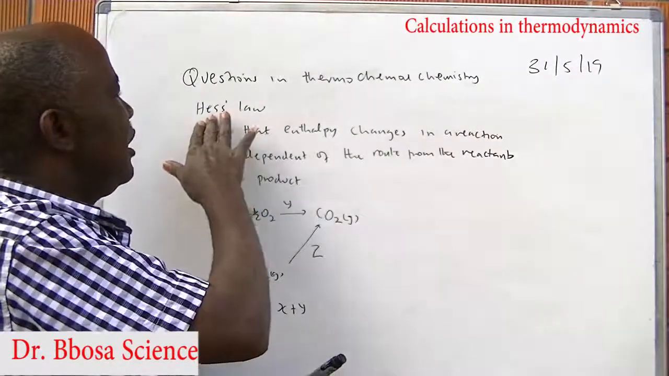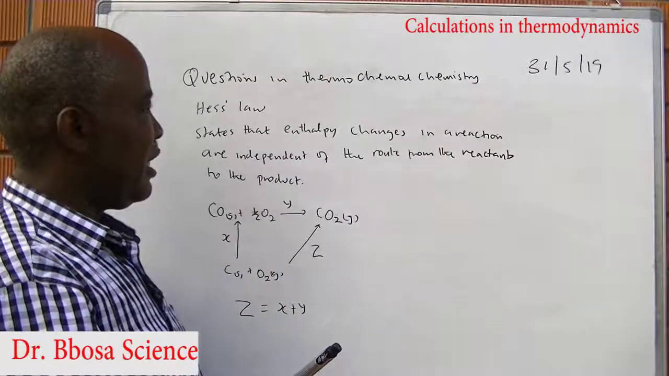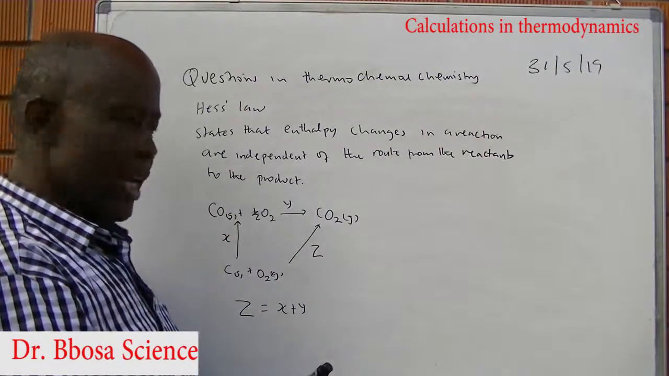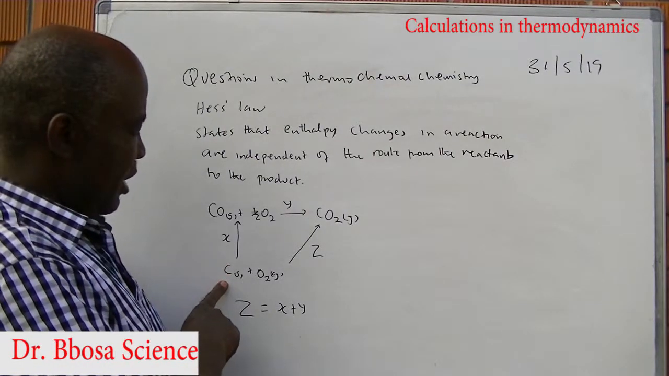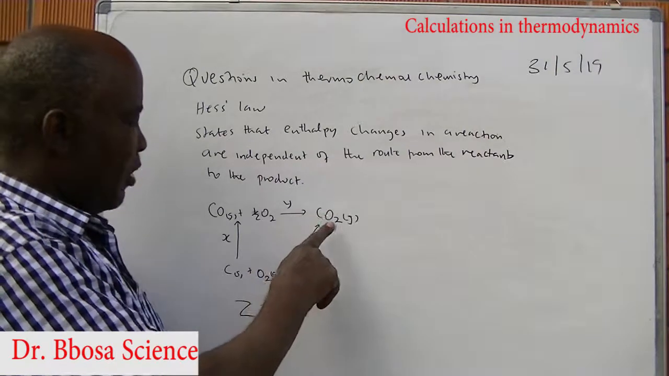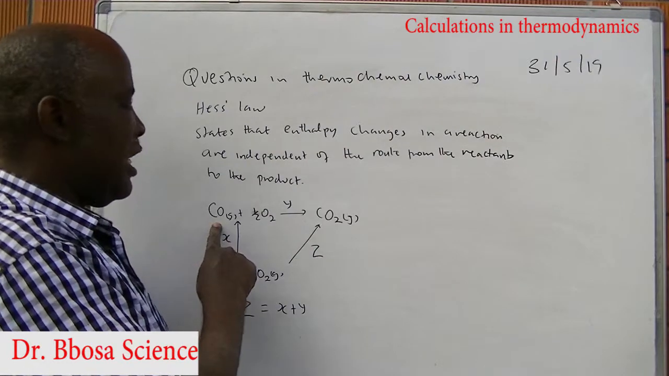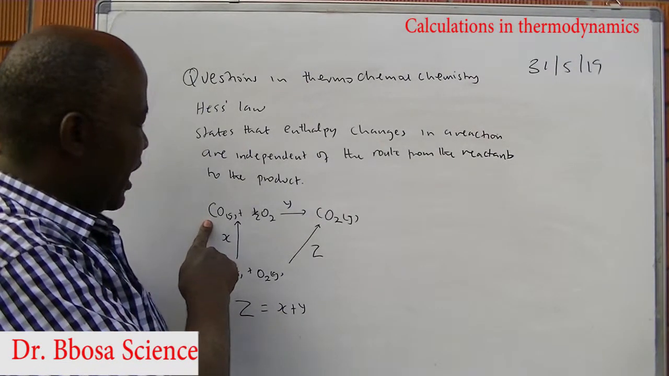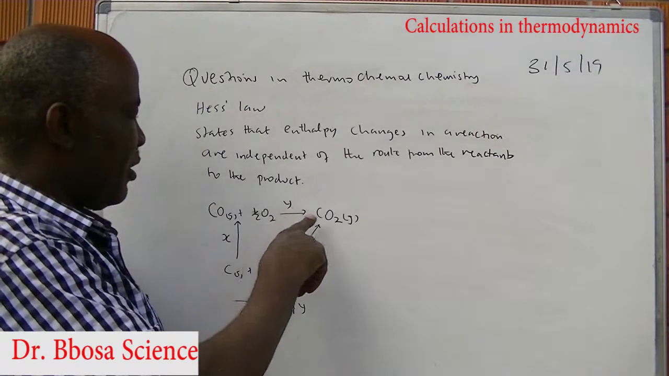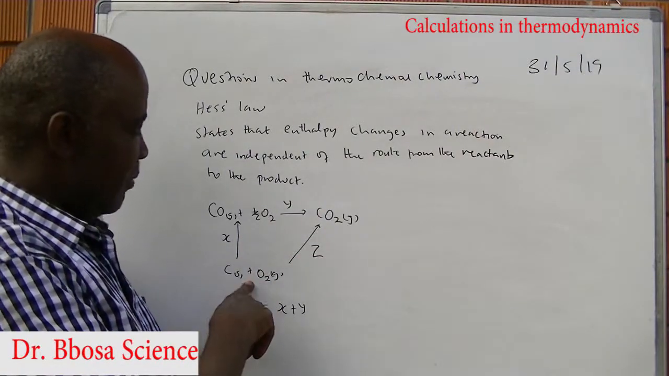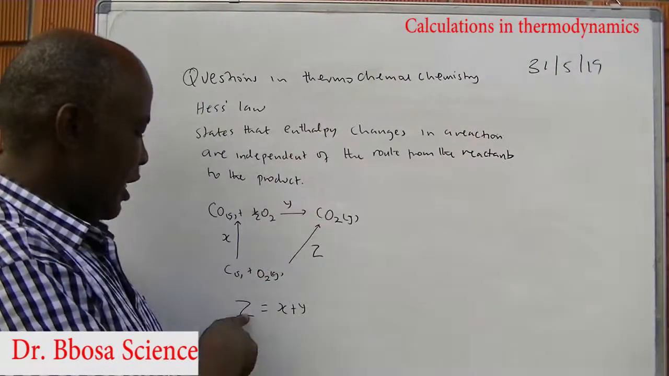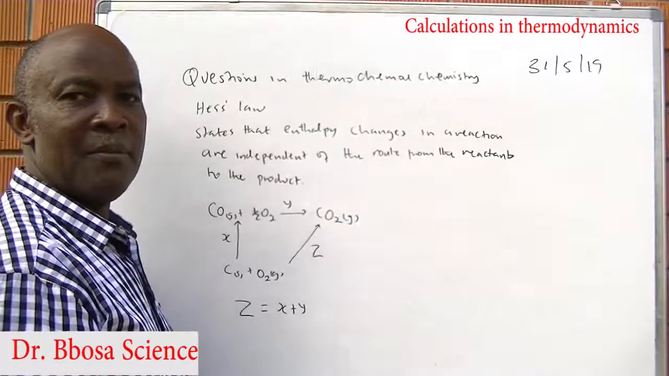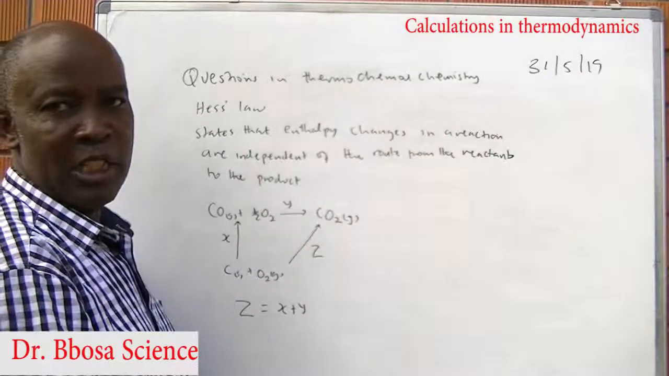But before, we need to state Hess's law, which states that enthalpy changes in a reaction are independent of the route from the reactants to the products. For example, carbon plus oxygen will either give you carbon dioxide or may first give you carbon monoxide, then it gives you carbon dioxide. So if the enthalpy change from carbon to carbon monoxide is X, and the enthalpy change from carbon monoxide to carbon dioxide is Y, then the enthalpy change from carbon to carbon dioxide will be Z, then Z will be equal to X plus Y. It does not matter whether we go through steps to form a product. The sum of enthalpy changes will be the overall sum for the reaction.